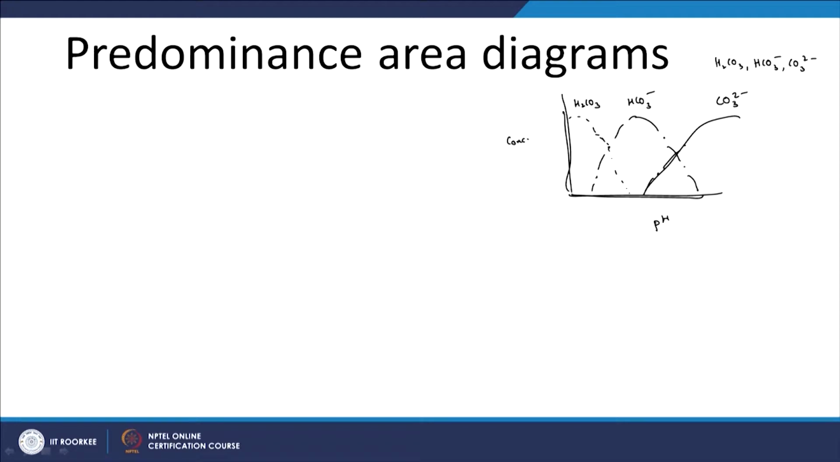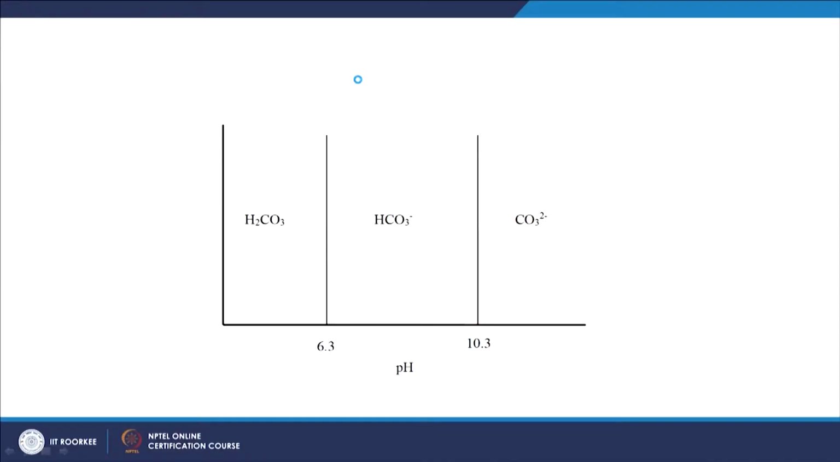We know that these points of intersection, when both the relevant variables are equal, will be the pKa1 and pKa2. But if I want to get to the predominance area diagram, what am I going to represent? I am going to represent the region in which the relevant compound is at higher concentration, or predominates. So the graph that we had earlier is going to transform into something like this.